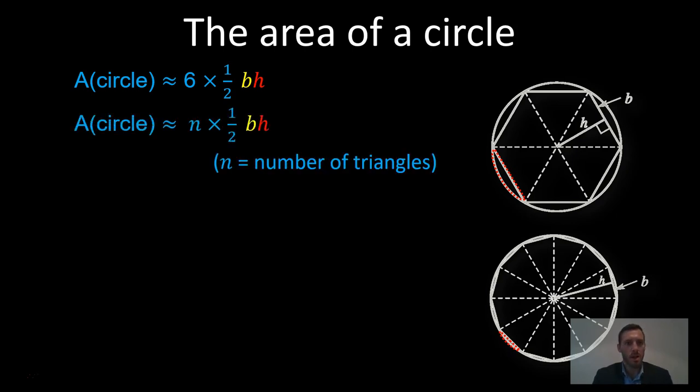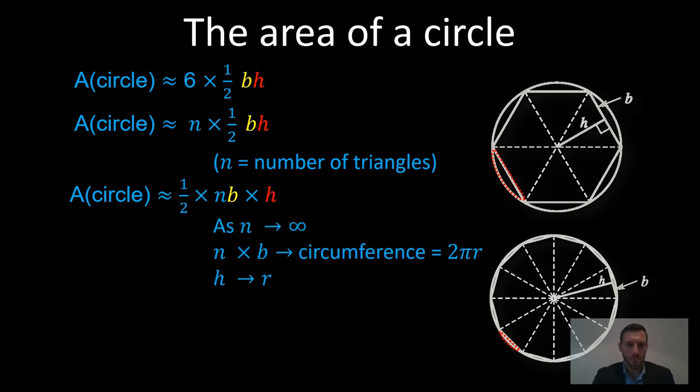And we can represent that by, so if we're going to break it down to more and more triangles, we can substitute 6 with n, which is the number of triangles. And you'll notice that the base of the triangles becomes the circumference of the circle as the number of triangles increases. So I've just rearranged the formula here. And what we do is we say that as n goes to infinity, which is the number of triangles, the limit of n times b becomes the circumference of the circle, which is 2 pi r.